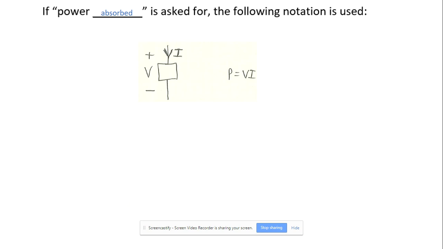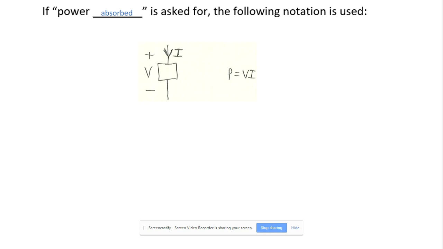Now, if the power absorbed is asked for, use the following notation. It's the same notation that we had for passive sign convention. So this box here representing some element we'd normally say is, okay, that's some passive element, which for now is what we're talking about with resistors. Right? There may be some cases where you have multiple sources in a network and one source overpowers the other and a source may be absorbing power. But primarily, this is what we're referring to.